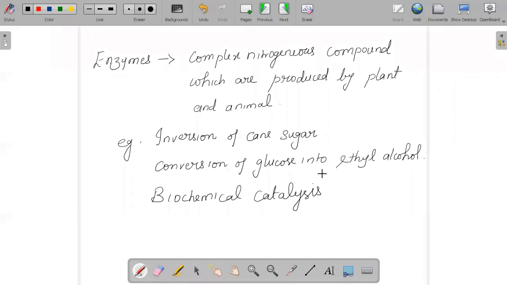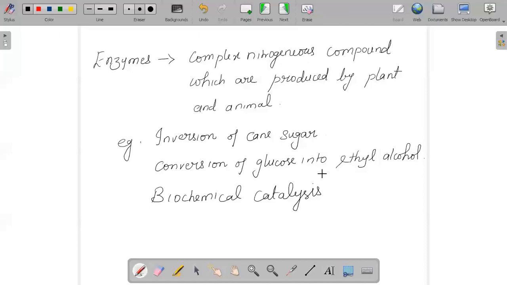And the maltase enzyme will convert maltose into glucose. So there are different enzymes used for different purposes. For example, the decomposition of urea into ammonia and carbon dioxide. In the stomach we have the pepsin enzyme, which converts proteins to peptides. So there are different enzymes which are very important for our day-to-day life.